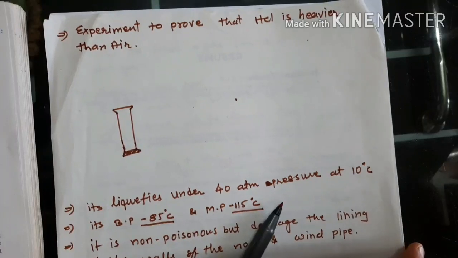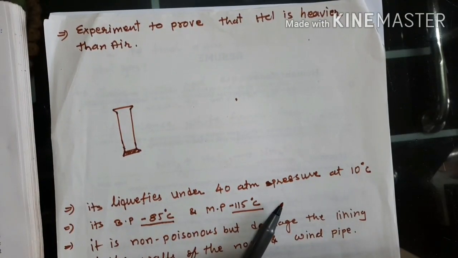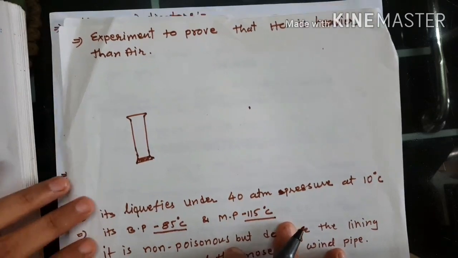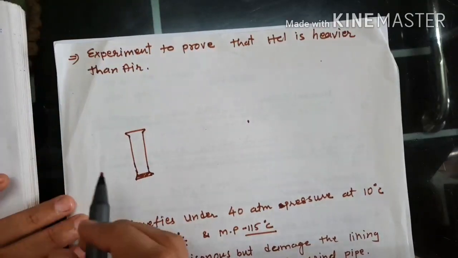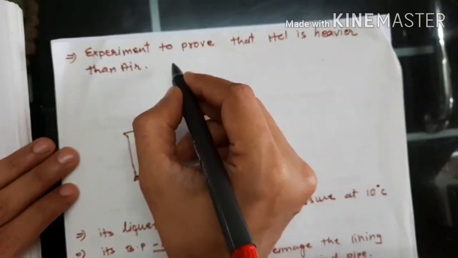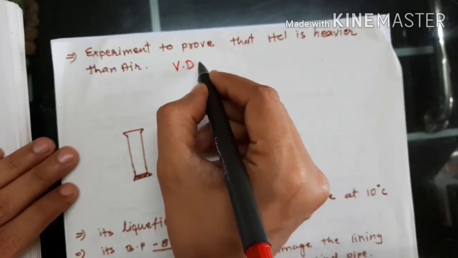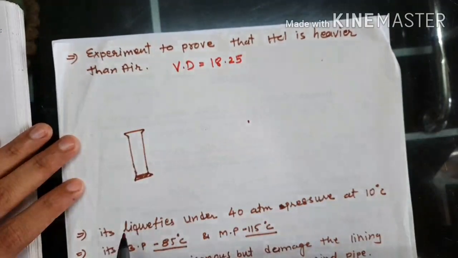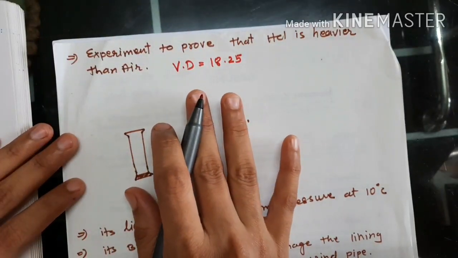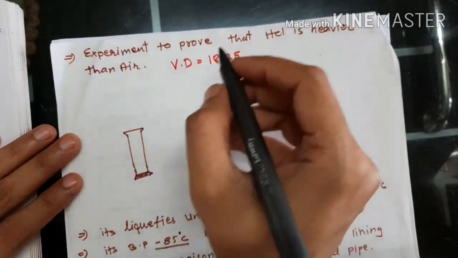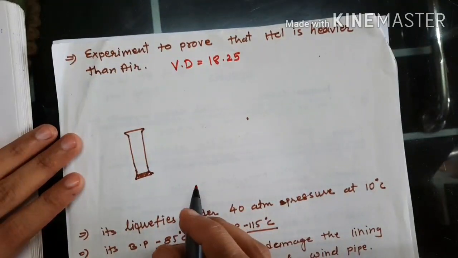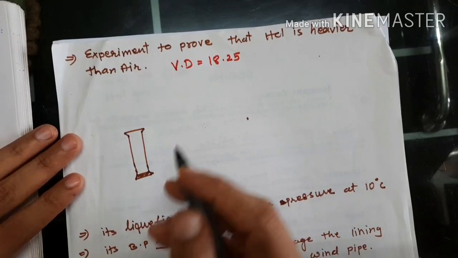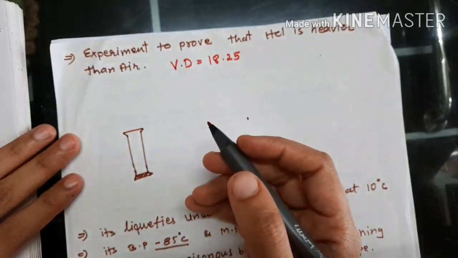I hope you have understood the fountain experiment showing the high solubility of HCl in water. Now the next point is vapor density. The vapor density, VD, for HCl is 18.25, and the vapor density of air is 14.4. So we prove that HCl is heavier than air.